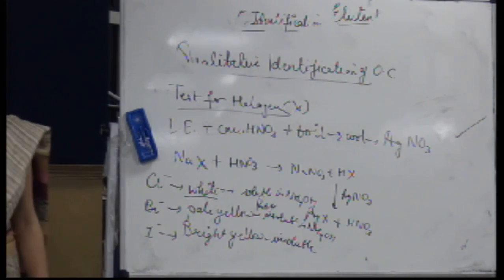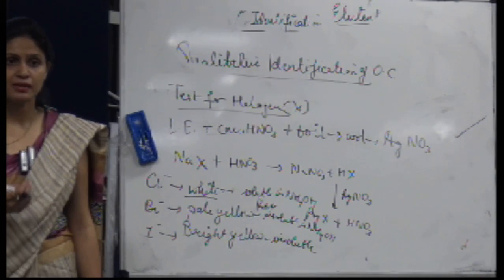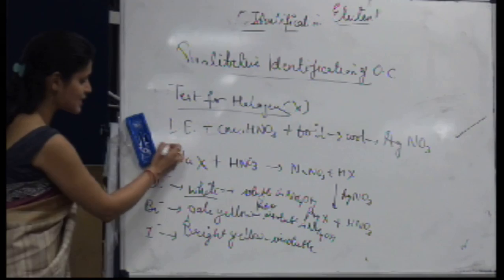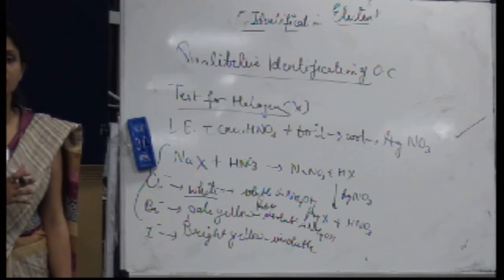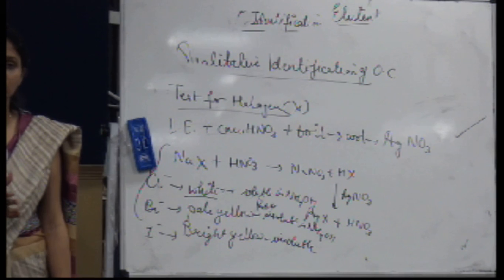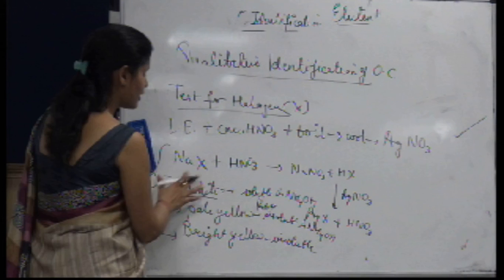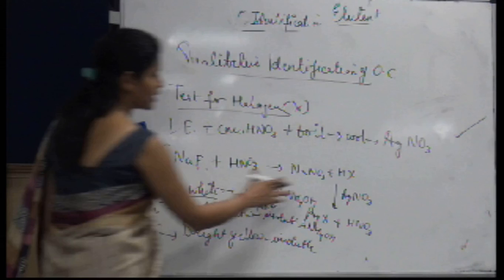Why are we not taking fluoride? Because fluoride is extremely reactive. It does not give any fine test. There are other tests for fluorides, but this test is not for it. These are the very general tests for all the halogens, and that's why we have not included the fluoride test. Because if I have fluoride here, what would happen? It would form HF, hydrofluoric acid, right?